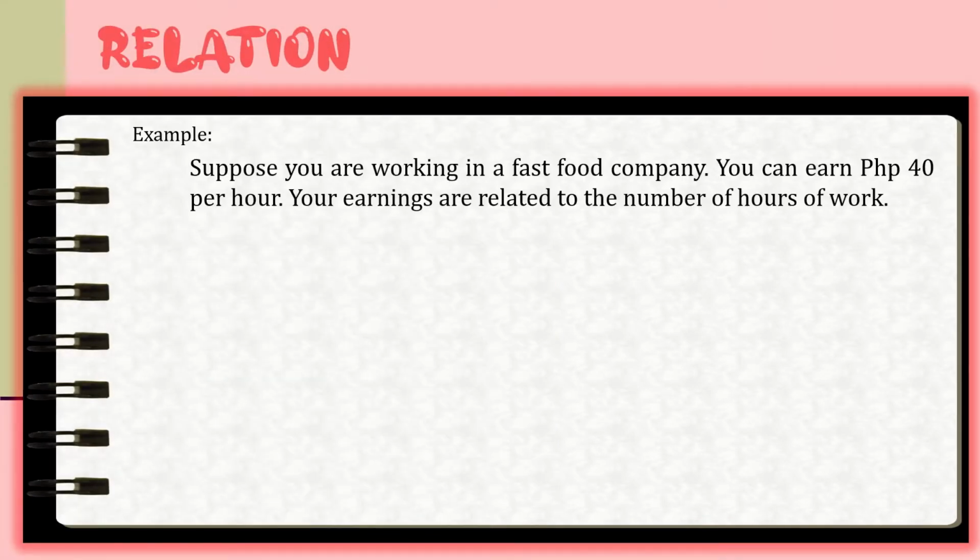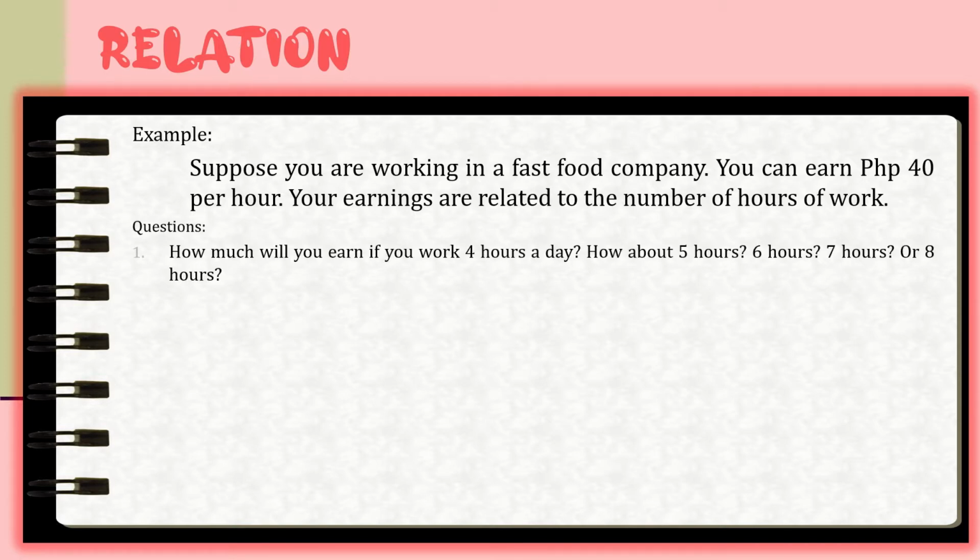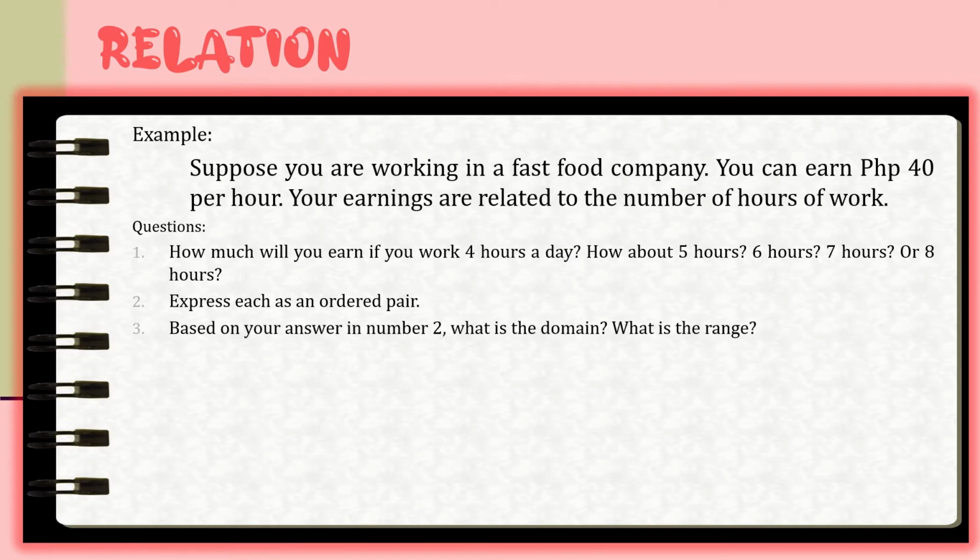For example, suppose you are working in a fast food company. You can earn 40 pesos per hour. Your earnings are related to the number of hours of work. Here are some questions. Number 1, how much will you earn if you work 4 hours a day? How about 5 hours, 6 hours, 7 hours, or 8 hours? Number 2, express each as an ordered pair. And number 3, based on your answer in number 2, what is the domain and what is the range?